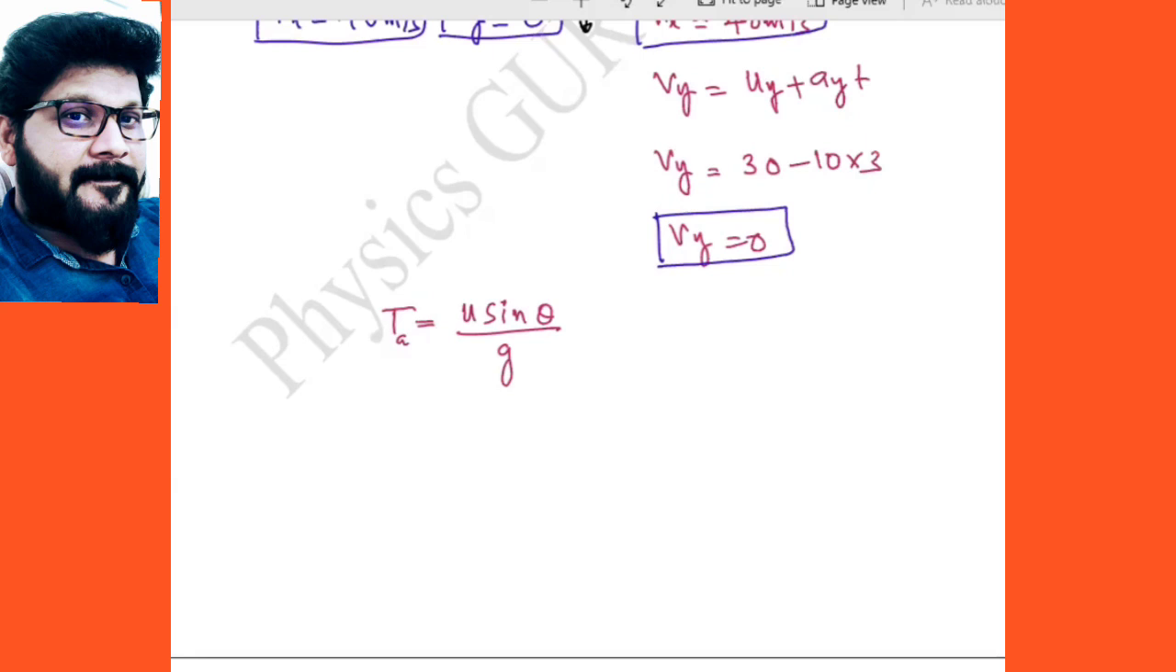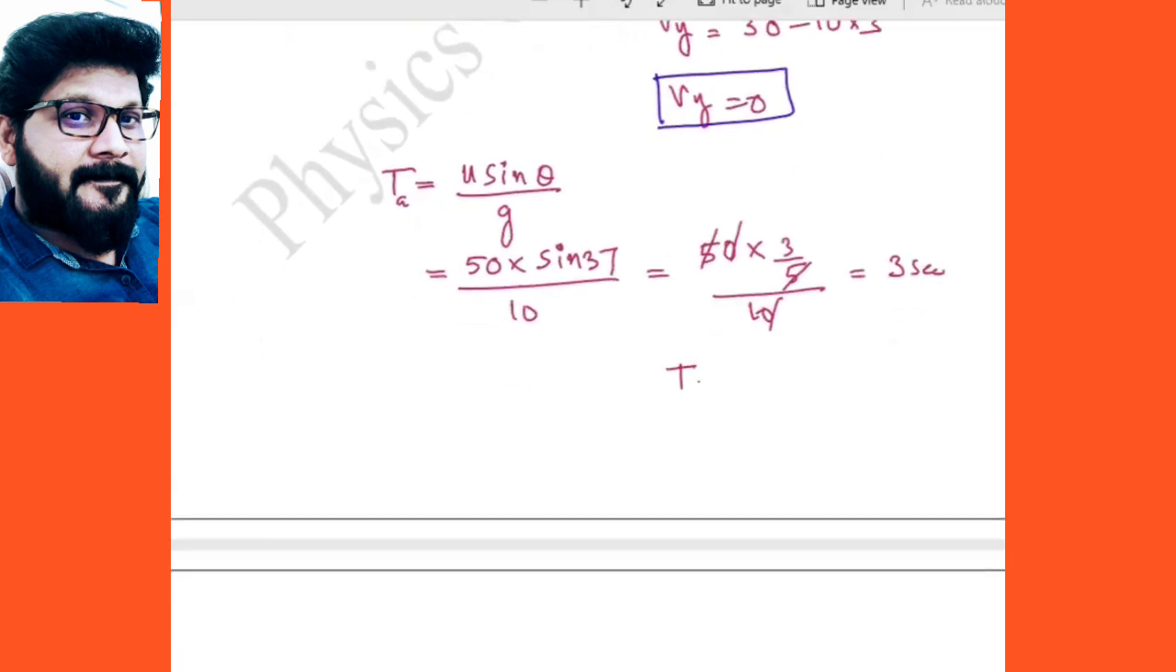Okay, so time of ascent is nothing but u sin theta divided by g. Now u is given how much? It is projected with 50 meter per second into sine 37 divided by g. Can anybody tell what is sine 37? Sine 37 is 3 divided by 5, divided by 10. Yeah, these two will get cancelled. 5 into 3, that means this is nothing but 3 seconds. So time of ascent is equal to 3 seconds.